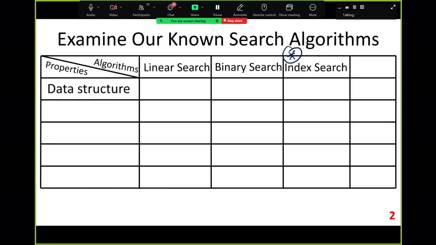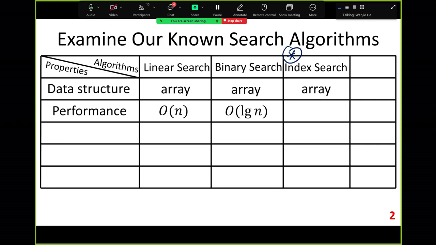All right, the data structure for all these three is the array. We use a simple array data structure. Performance: linear search, big O of n; binary search, big O of log base 2 of n; index search, big O of 1. So what's the index search? Here I have to explain this index search.